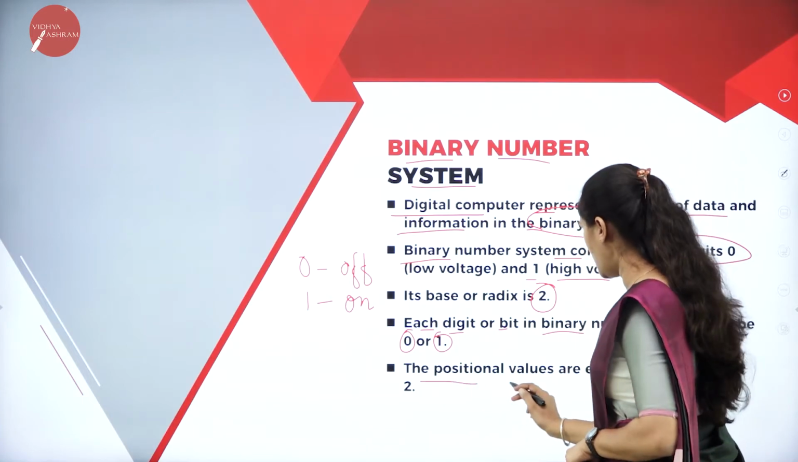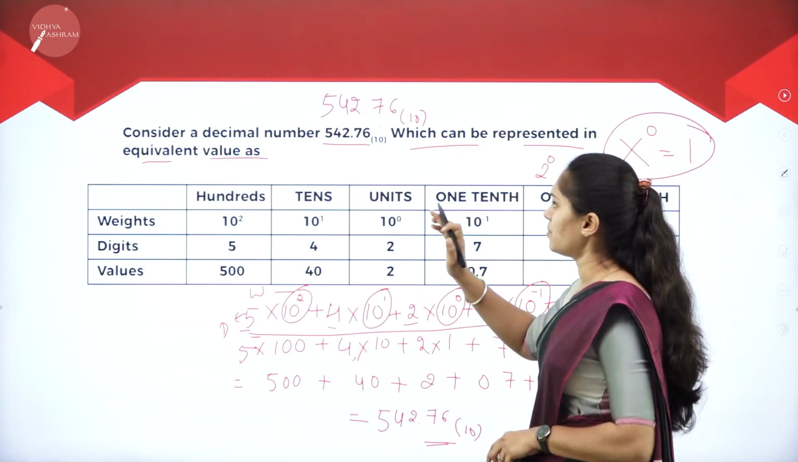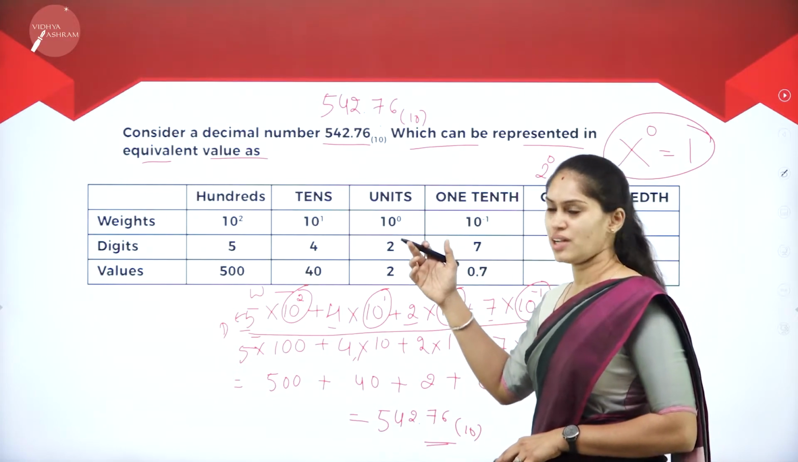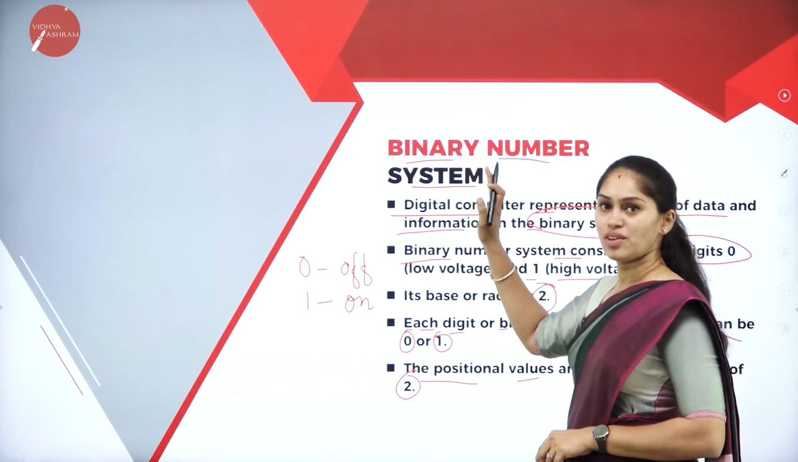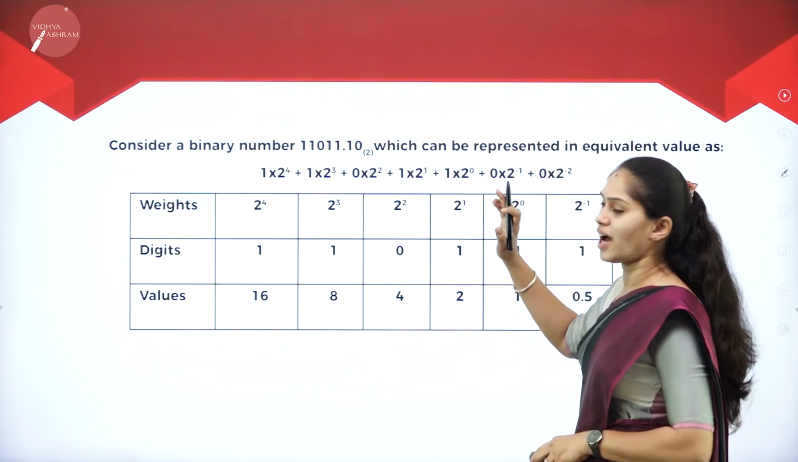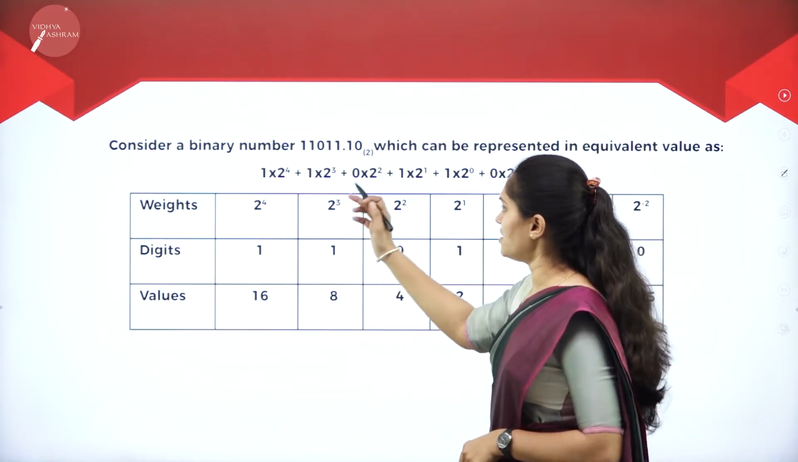Okay. The positional values are expressed in the power of 2. So when it comes to decimal, we express its positional value by the power of 10. But in the binary number system, we represent its positional value as a power raised to 2. Okay. So now we'll see one number.